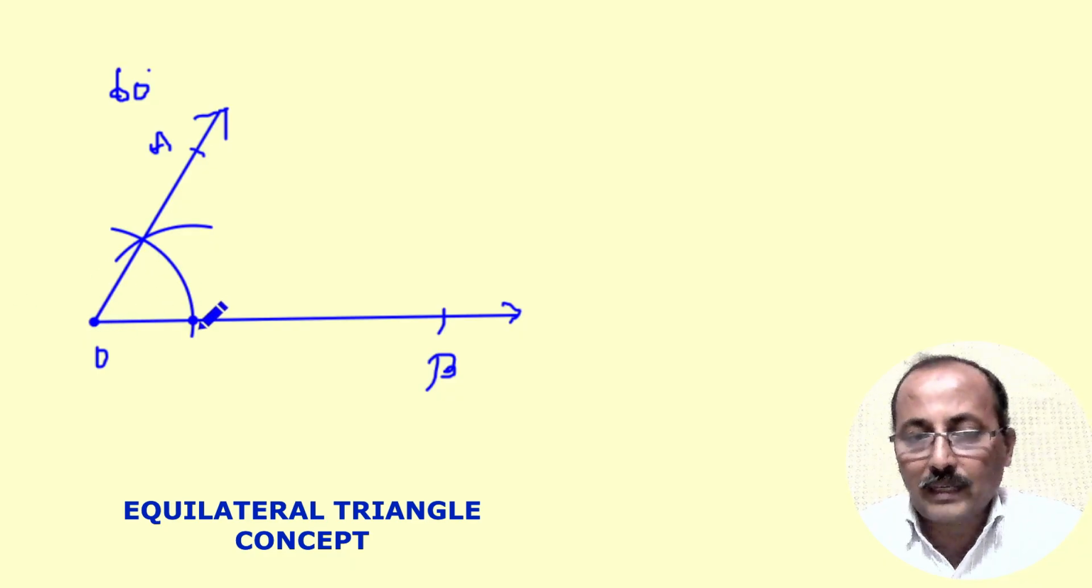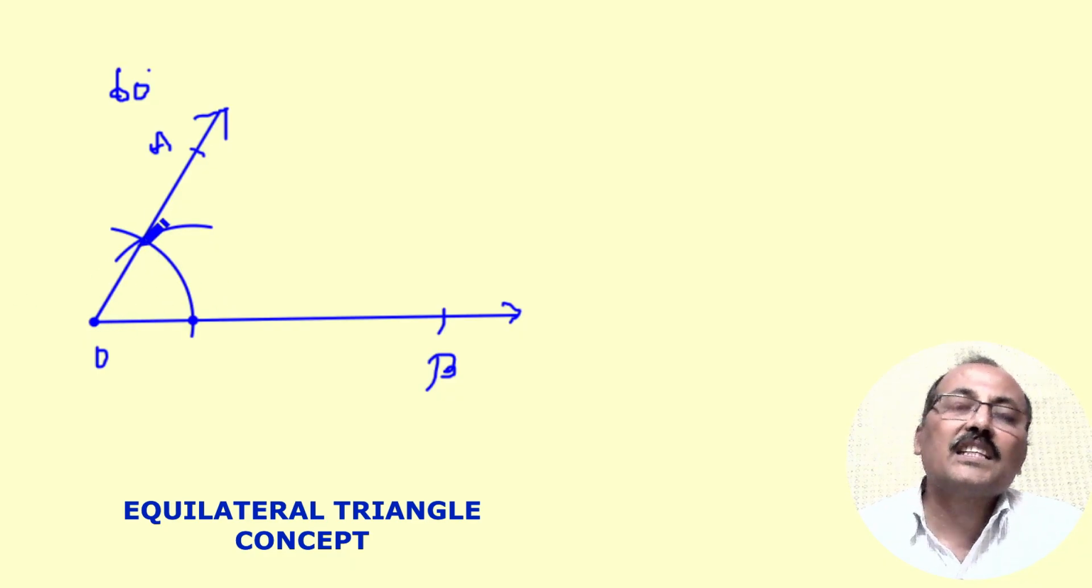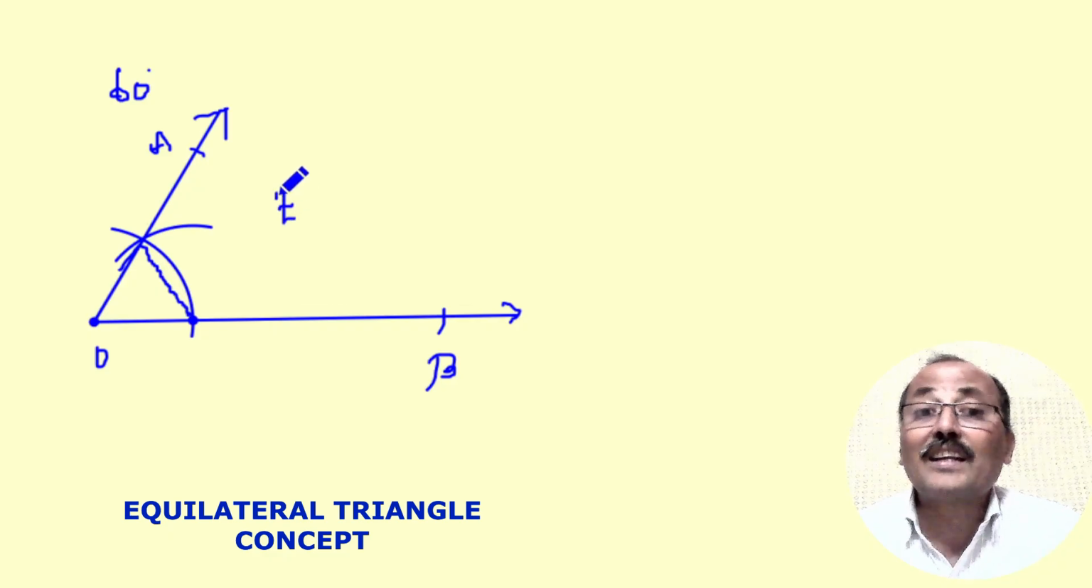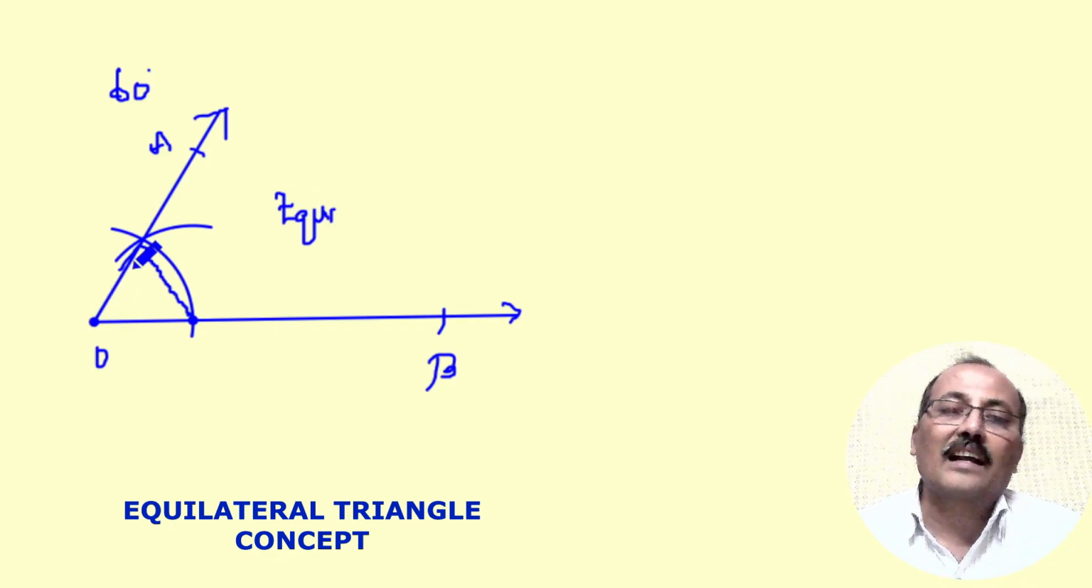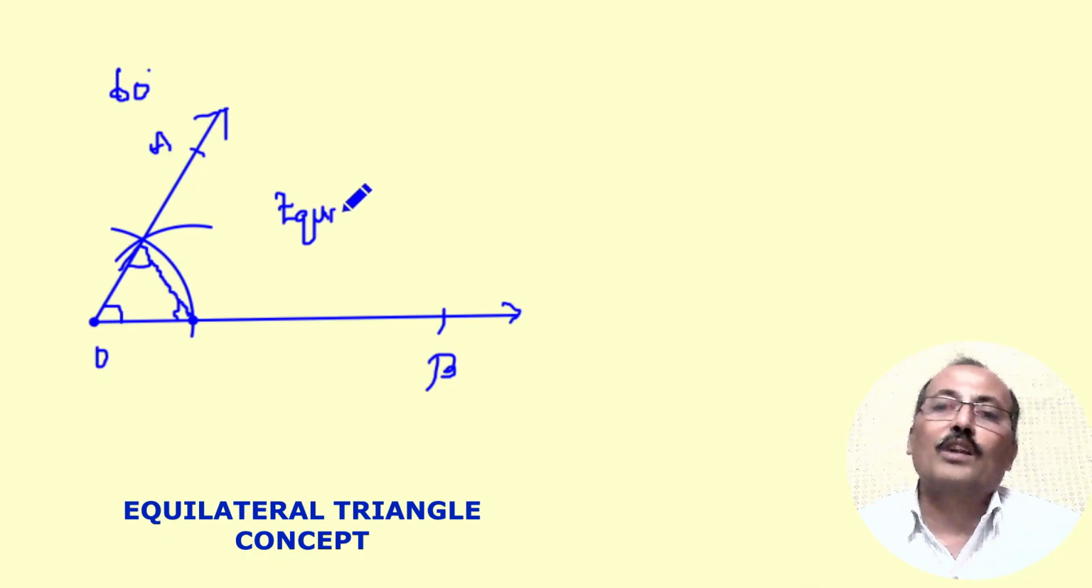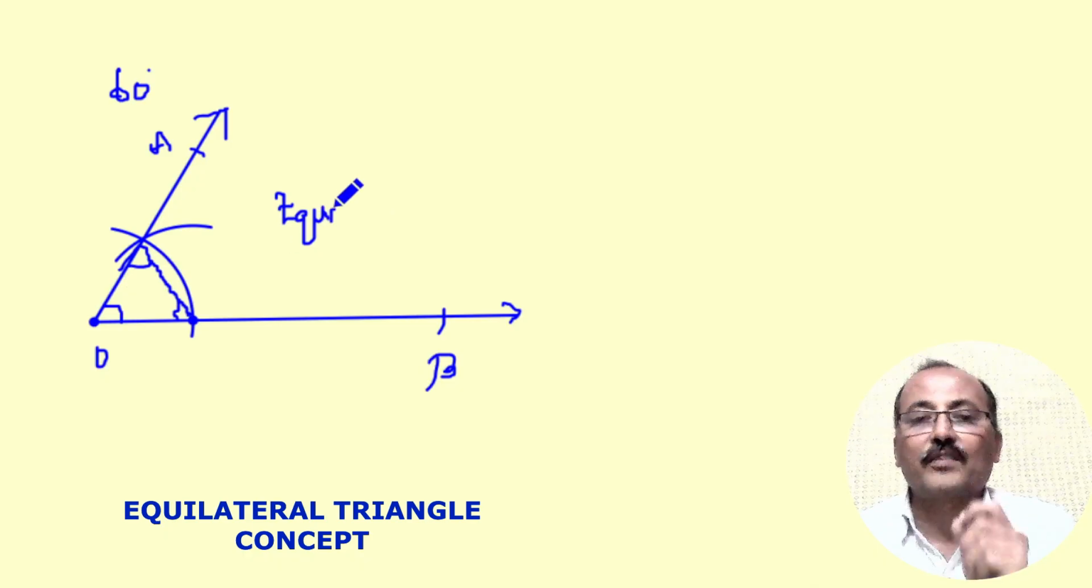Now I have taken one length. The same length is from here to here, and the same length only here. What does it mean? It is an equilateral triangle. So when we construct an equilateral triangle, the angles in this one will become automatically 60 degree. That concept only we are using. So constructing an angle of 60 degree is easy.